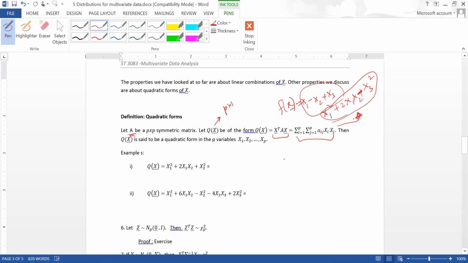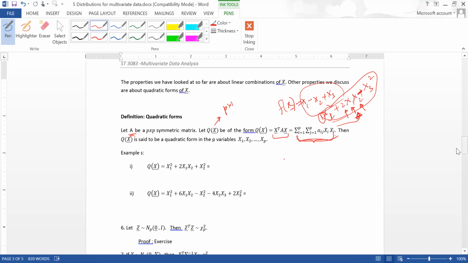An example, you have in notation like summation i goes from 1 to p, j goes from 1 to p, a_ij x_i x_j. So if i and j both equal 1, then you have simply x1 square. Here a_12 is for i equals 1, j equals 2. In notation, we can write a quadratic form in this form. Then Q(x) is said to be a quadratic form in the P variables x1 through xp.